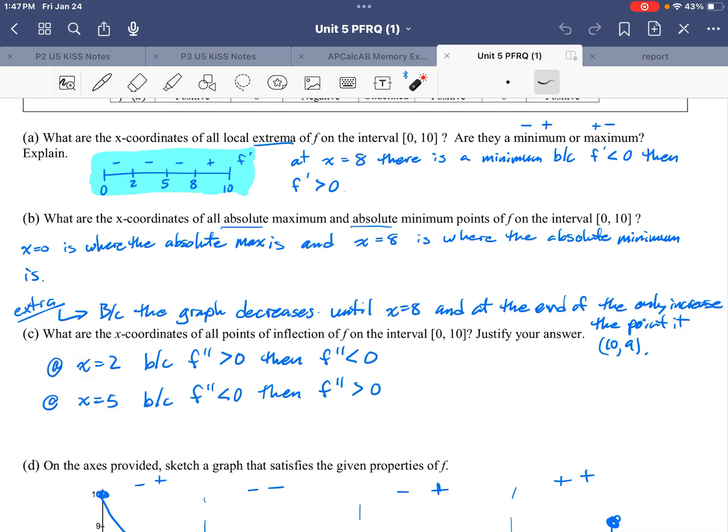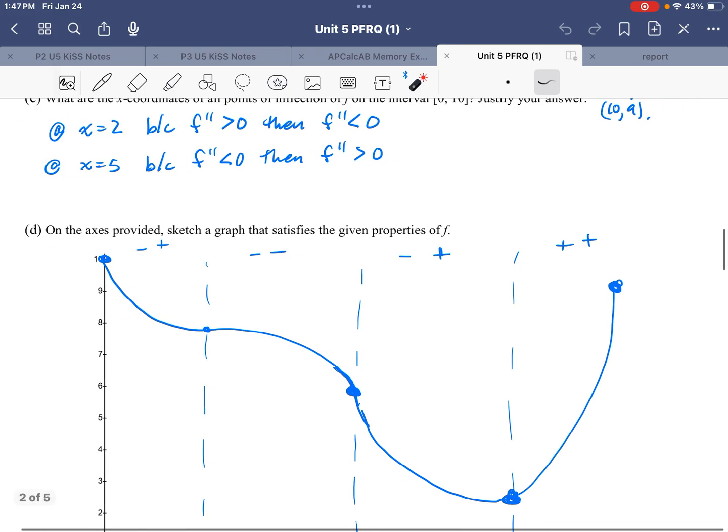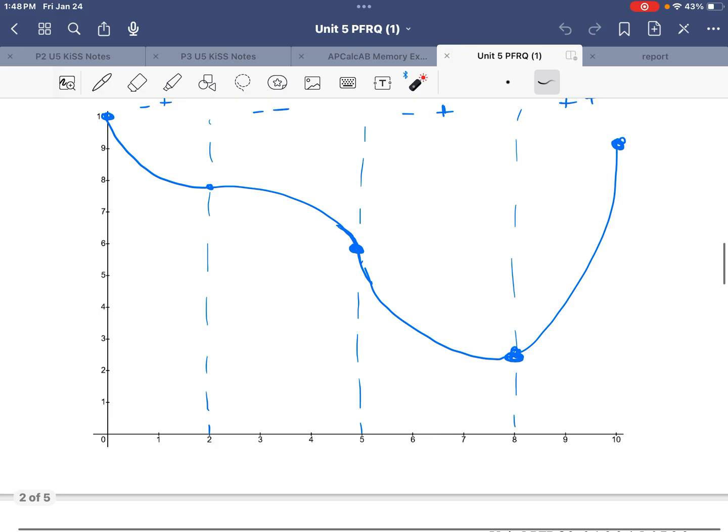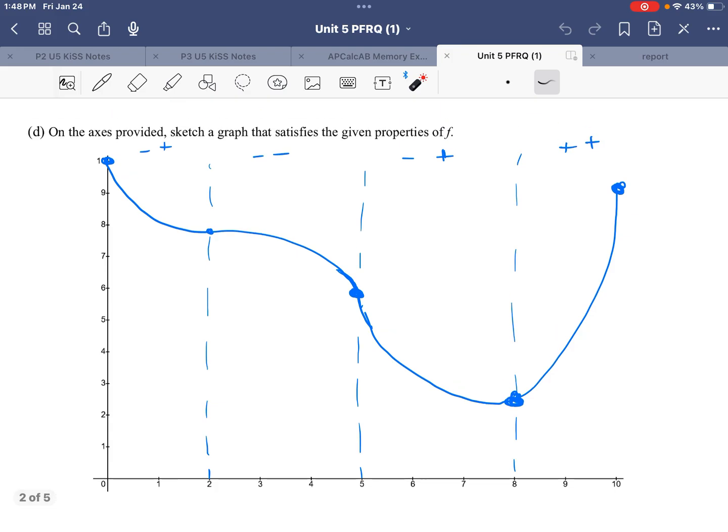And why? Well, here's where you have to state that the sign is changing. But notice I'm saying f double prime is greater than 0, then f double prime is less than 0. You got to say that. You got to say the double prime because there's signs for f prime and there's signs for f even. We need to make sure that our grader knows that we understand it's about the double prime, the second derivative. All right. On the axis provided, sketch a graph that satisfies the given properties of f.